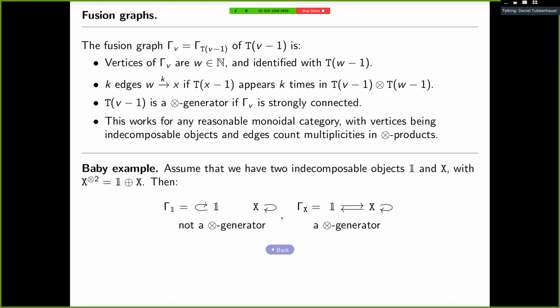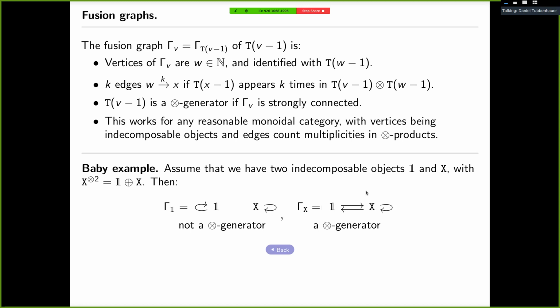Then you could write down two fusion graphs, one for the object 1 and one for the object x, and they will look as follows. You write down one vertex for each indecomposable, so I have two vertices, 1 and x, and then you write an arrow if, when you act with one, you see the other one as a summand. The first one is of course just the identity matrix. 1 times 1 is 1, so you write a loop from 1 to 1. 1 times x is x, so you write a loop from x to x.